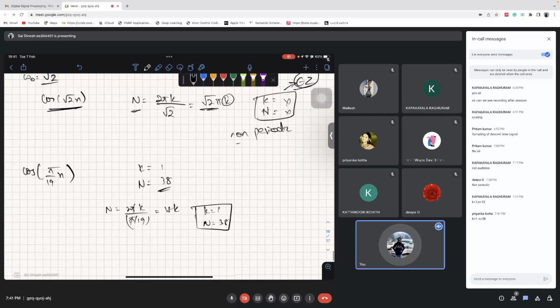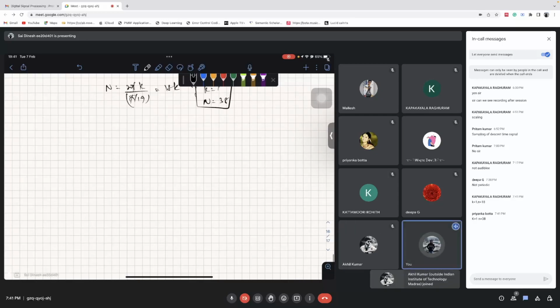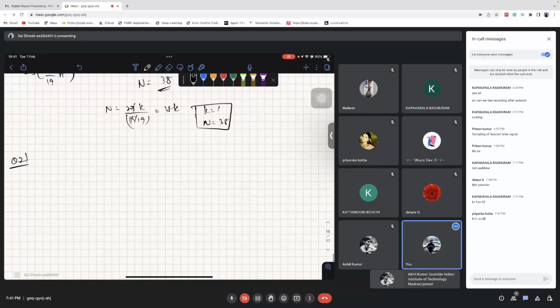Let's move to another type of question. Sorry, I think some person has left and joined again. So Akhil, this is the answer: k equal to 1 and n equal to 38 is the answer for that previous question.